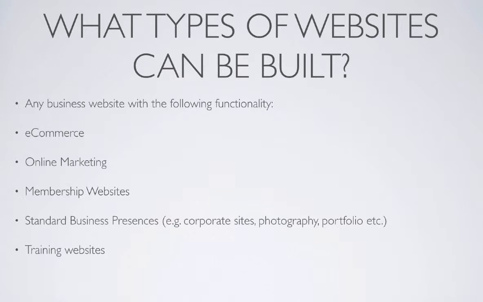Okay, so we've discussed a little bit of this already, so I just want to rush through this. What type of websites can be built using WordPress? Basically, any business website that needs the following functionality can be built. E-commerce, so if you want to sell your physical products or your services online, it can be done with WordPress. Online marketing, creating squeeze pages, sales pages for email marketing, creating viral content and sending that out to your network can all be done through WordPress.